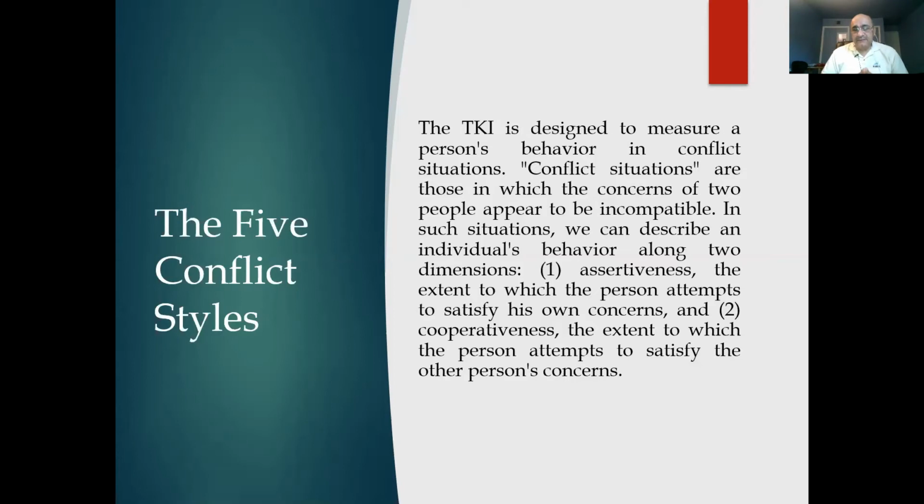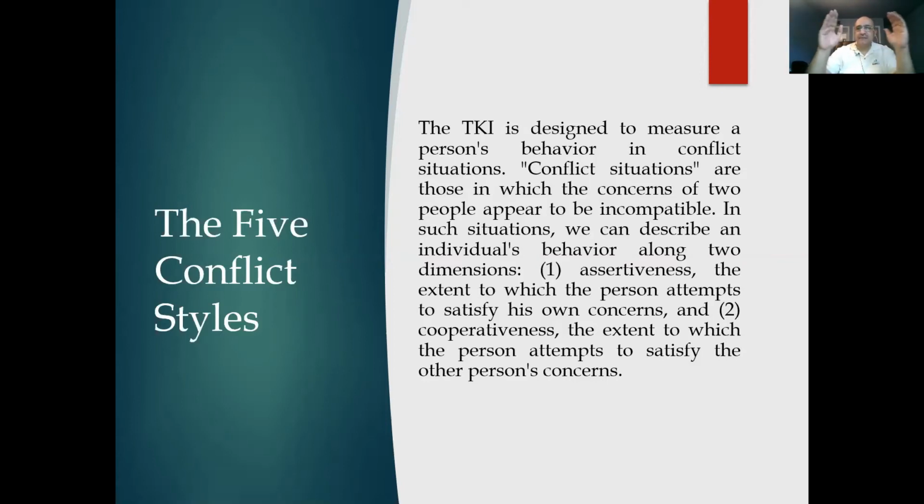Back to the 5 styles, the argument is that any individual's behavior can be measured along 2 dimensions. One is assertiveness, meaning to what extent I'm trying to achieve what I want. And that's the most important thing for me, to satisfy my own concerns. And the second is cooperativeness, to what extent I am willing or attempt to satisfy the other person's concerns. So between those 2 dimensions, on one hand, how much do I want to achieve for my own? The other side, how much I'm concerned for the other, and everything in between.